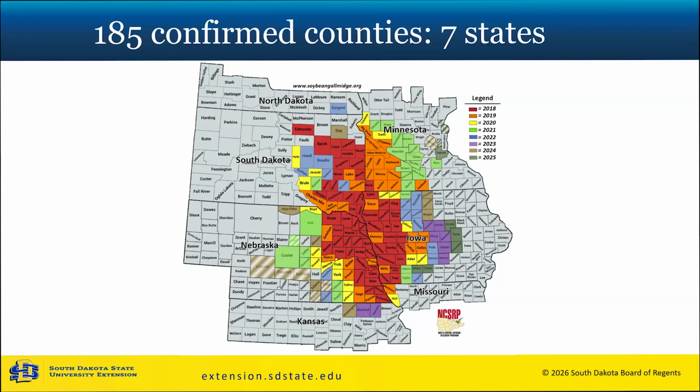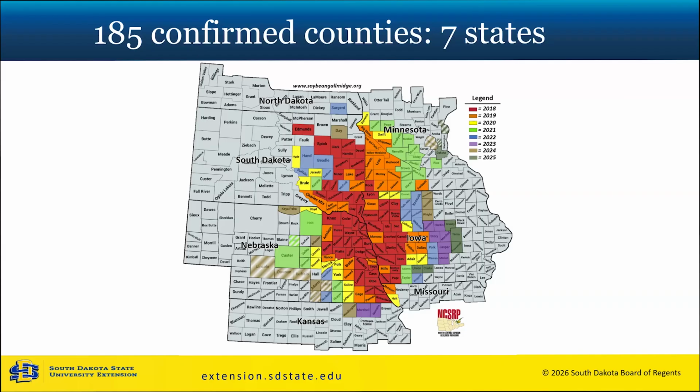And you can see it includes Kansas, Nebraska, Missouri, Iowa, Minnesota, North Dakota, and South Dakota there, all the way to 2025. And we did find gall midge in 2024. We did not find any more in any new counties in 2025, but you can see other states have over time. One thing I will say about this map, though, is Edmunds County there, it is red.